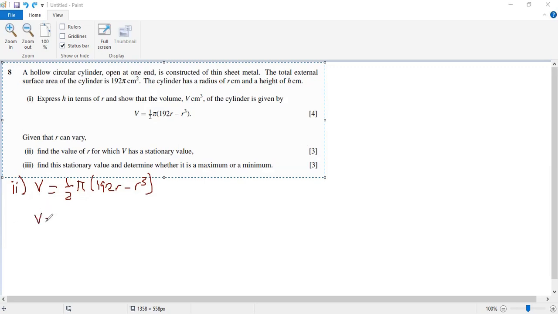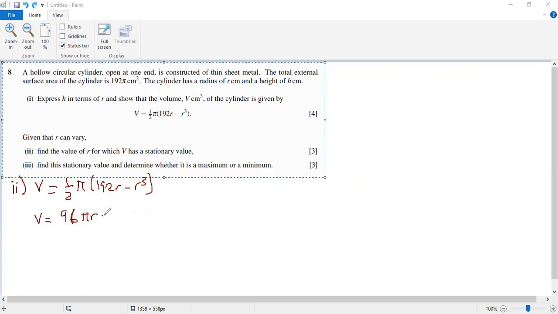Okay, so let's say we just multiply this out. What is 192 over 2? It becomes 96. So we have 96 pi r.